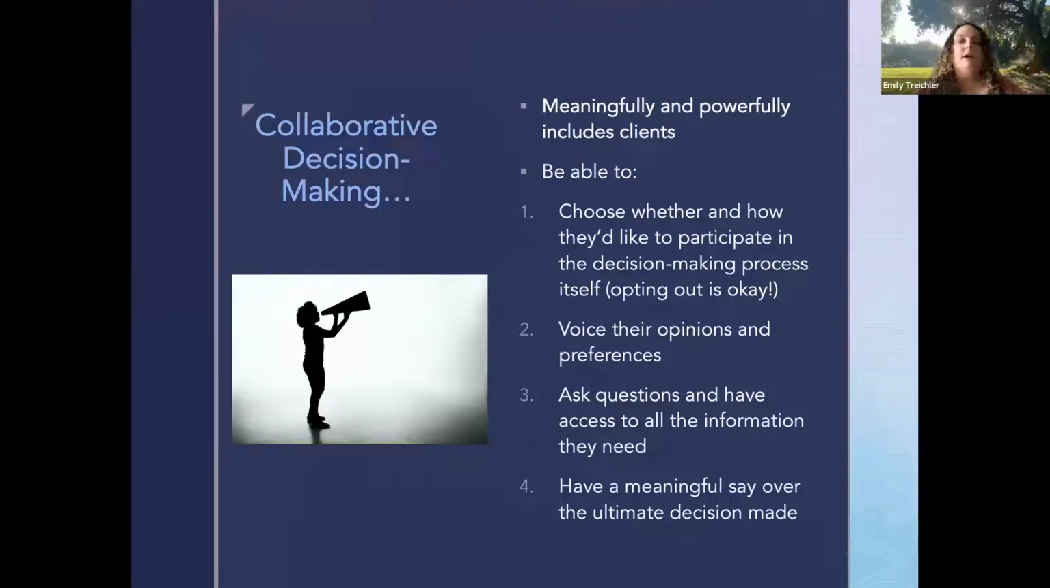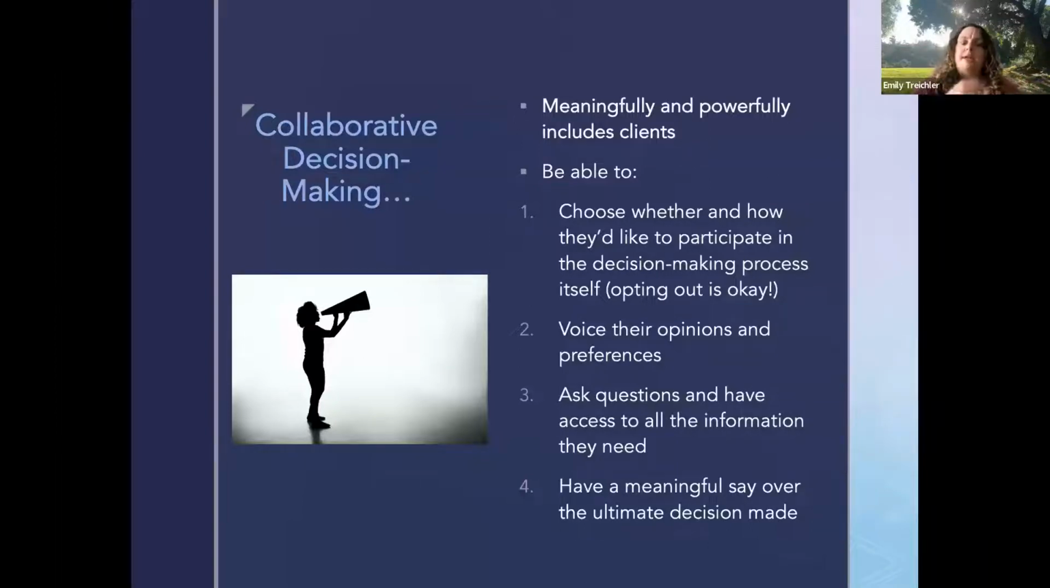So the first is to be able to choose whether and how they would like to participate in the decision-making process itself. I'm going to talk more about client preferences for decision-making in a little bit, but one thing that we know is that different people have different preferences for participation in decision-making, and that they have different preferences based on what decision it is. And so in collaborative decision-making, we want the client to be able to choose how involved am I going to be in this specific decision. And that means that opting out is okay, as long as they really had the choice to be able to opt in as well. And then to be able to choose, how do I want to be involved?